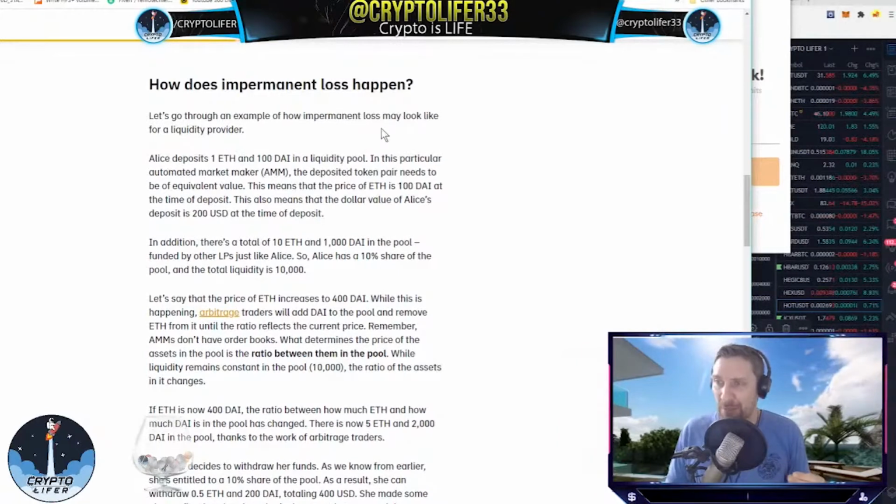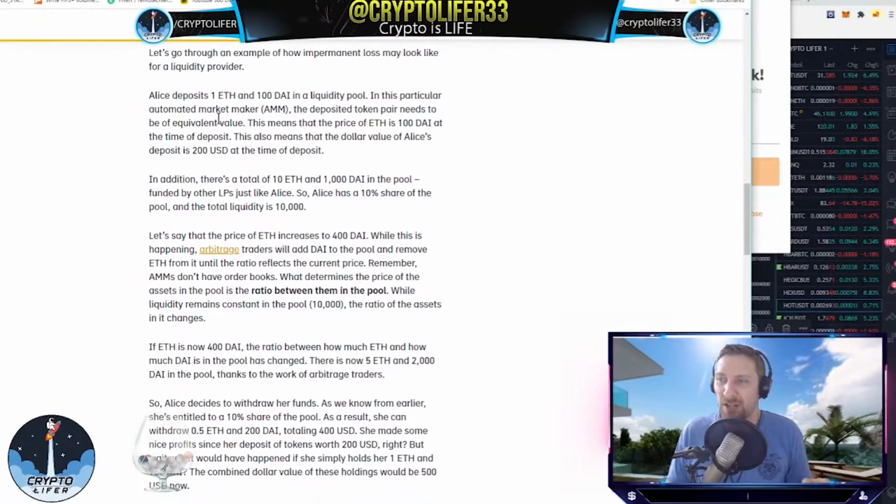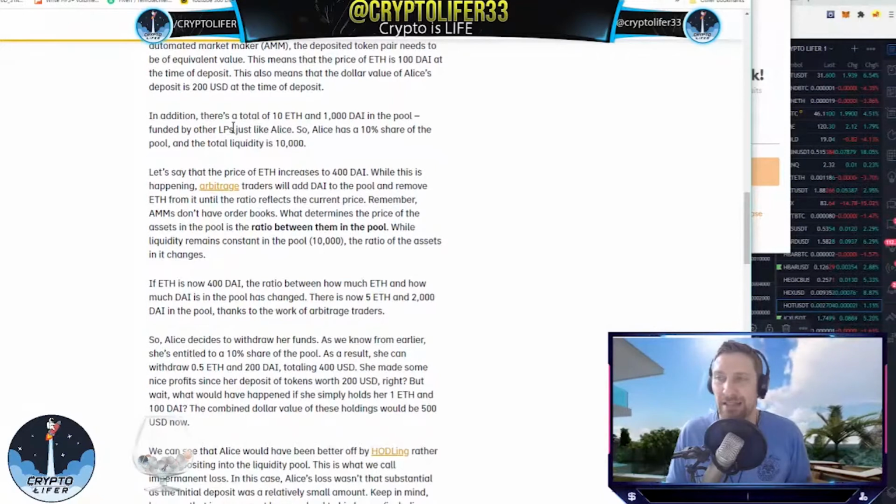So how does it happen? Let's go through an example. Alice deposits 1 ETH and 100 DAI into a liquidity pool. In this particular automated market maker, AMM, the deposit of token pair needs to be of equivalent value. This means the price of ETH is 100 DAI at the time of deposit. This also means that the dollar value of Alice's deposit is $200 at the time of deposit. In addition, there's a total of 10 ETH and 1,000 DAI in the pool, funded by other LPs just like Alice.